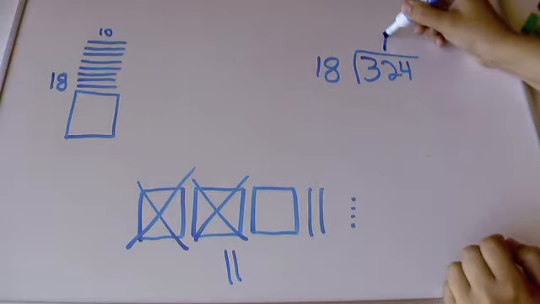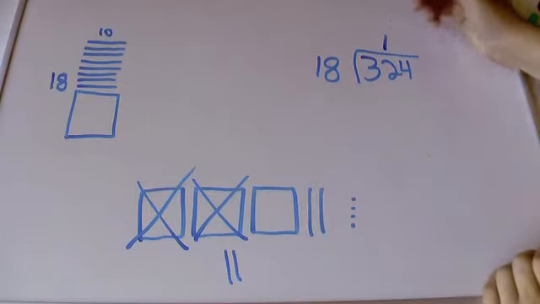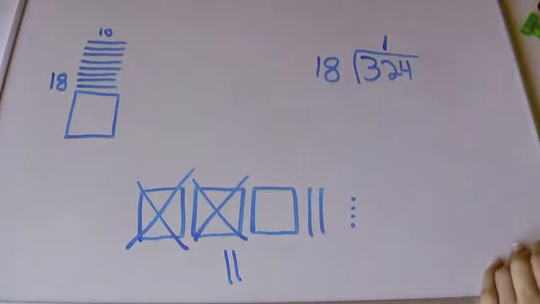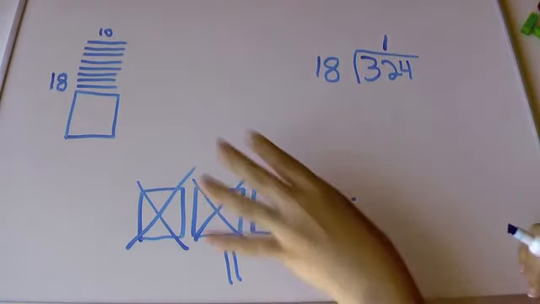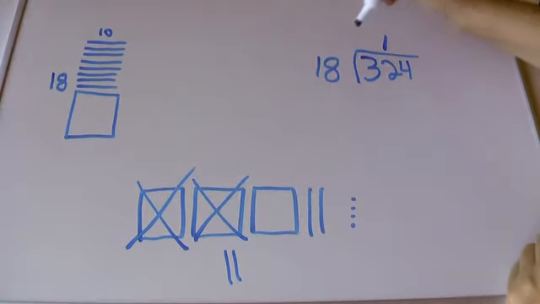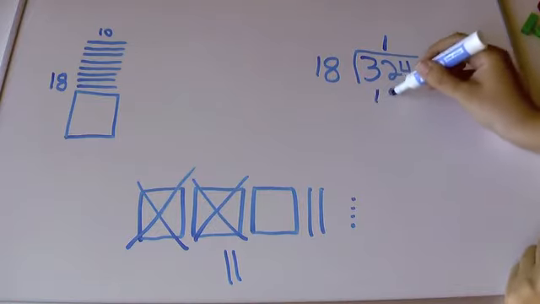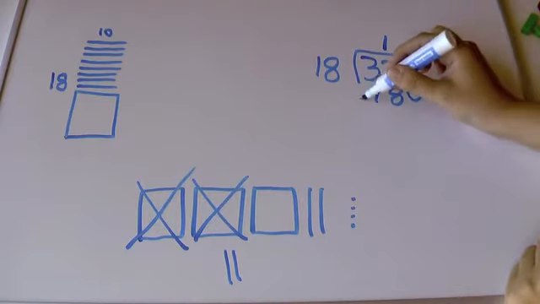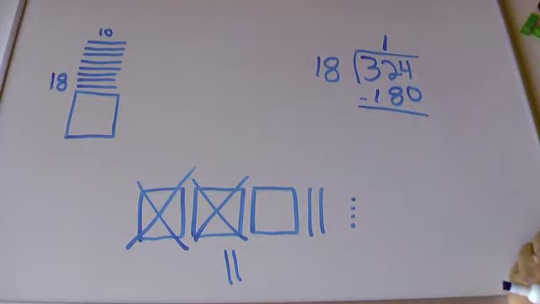So I've gone across 10. I'm going to put a 1 in the tens place. Now how much have I taken away from my 324 that I started out with down here? Well, I've taken away 18 times 10, or here 18 times 10, which is 180. So minus 180. And what do I have left?